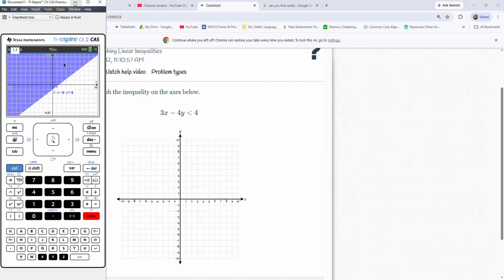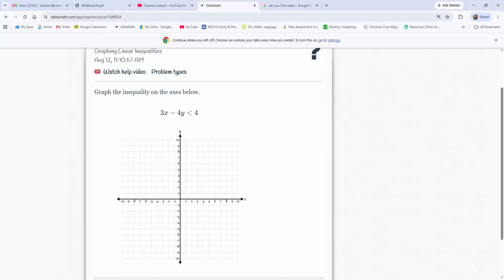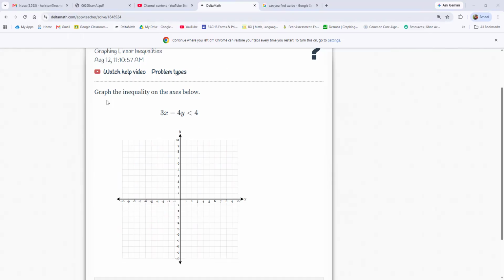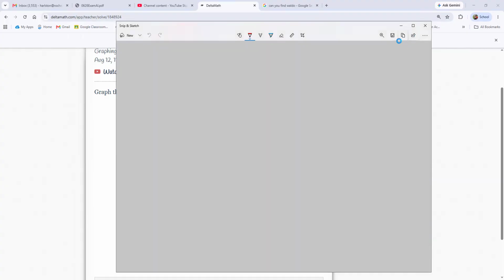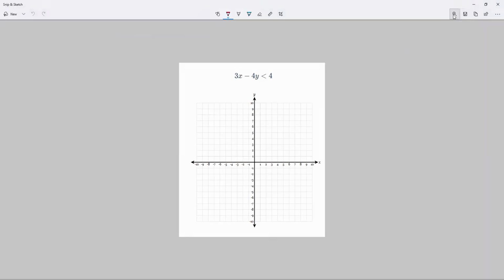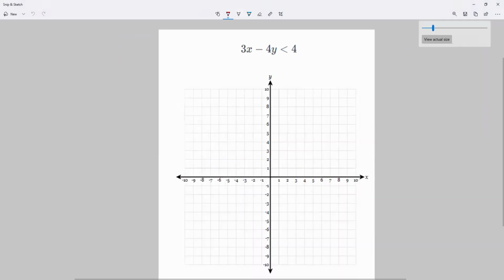So what I'm going to do is, first of all, I'm going to take a snapshot of this so that I can actually mark it up and show you what you need to do. So I'm going to take this. All right. Now, I am going to enlarge it a little bit so that you can see it a little better. And now let's get the calculator and let's find 2 points.